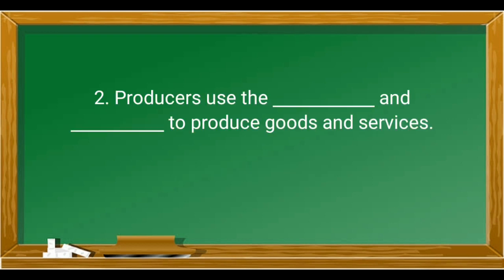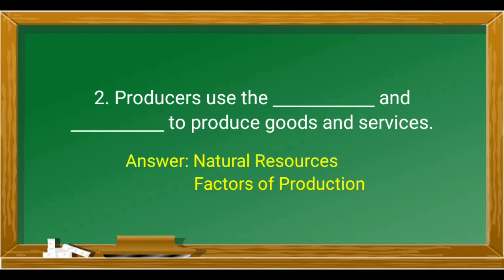Question number 2. Producers use the blank and blank to produce goods and services. Time starts now. Time's up. The answers are natural resources and factors of production. Producers use the natural resources and factors of production to produce goods and services. Did you get it right? Excellent!